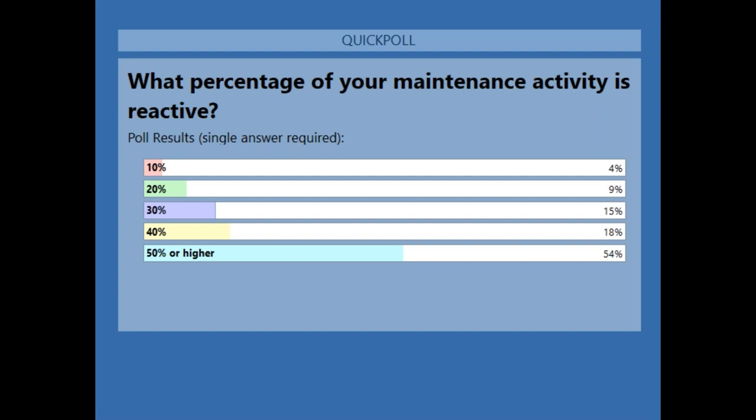54% of folks saying 50% or higher. We've got 18% of folks saying about 40% reactive maintenance, and another 15% of folks saying 30% or higher. So the majority of our audience is up there.